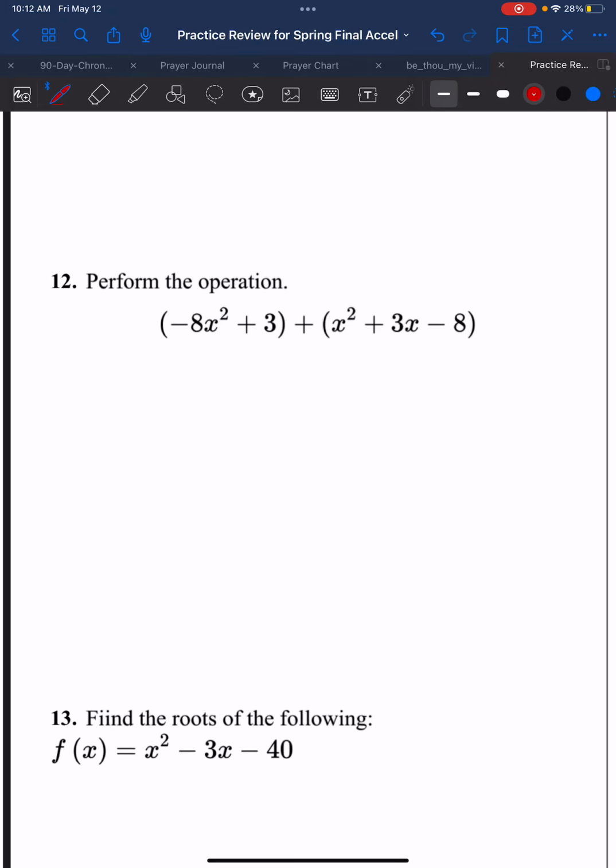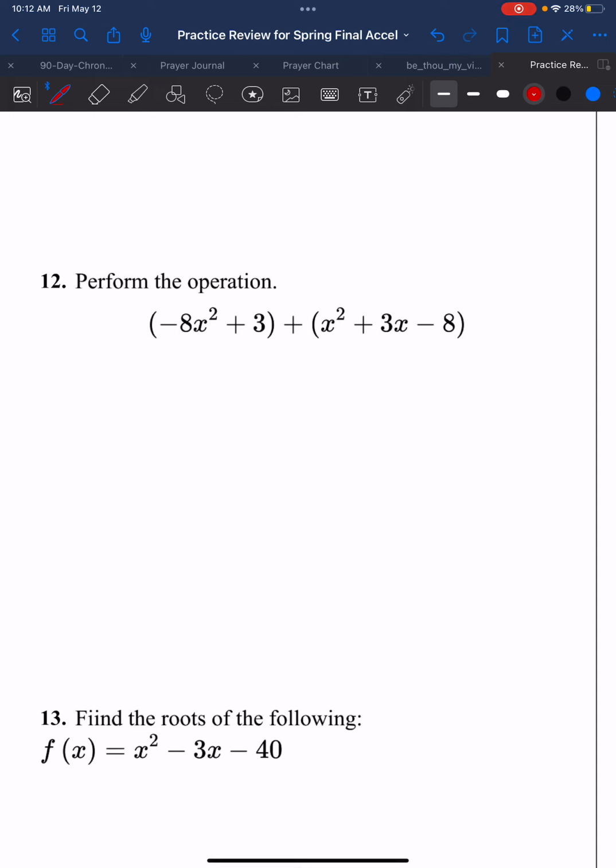So number 12, it says perform the operation. The operation here is addition. So what I'm going to do is just add like terms. I'm going to underline them as I go. So I've got x squared here and x squared here. I'm going to add those, and this is basically a 1. So -8x squared plus 1x squared is -7x squared.